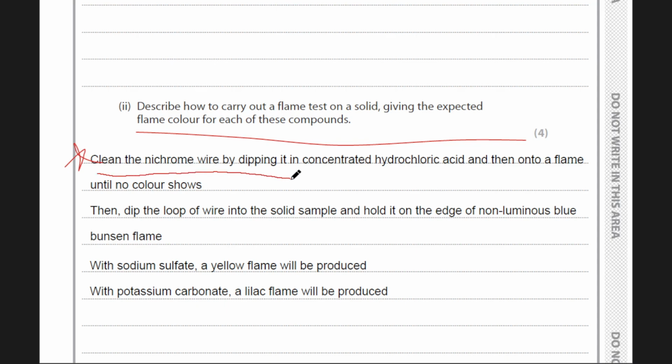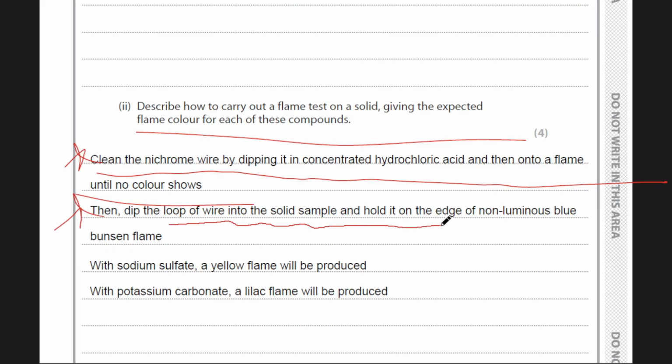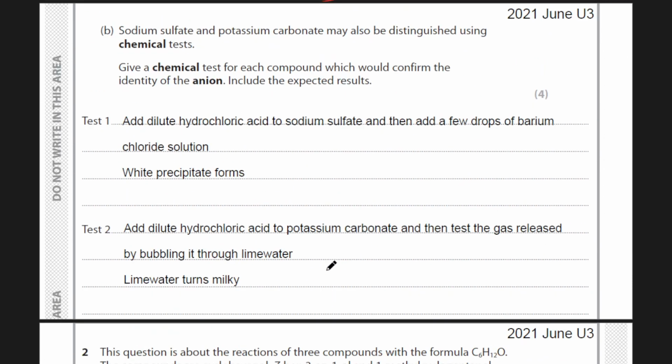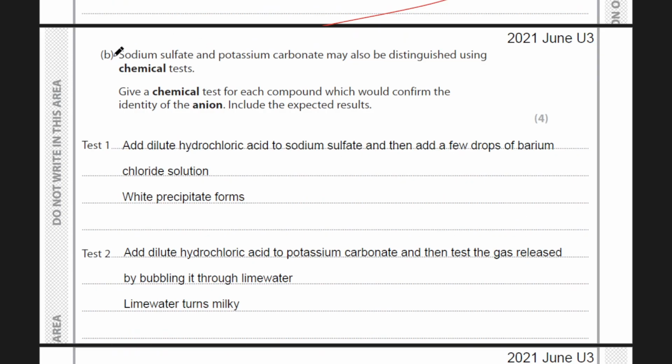First of all, you clean the nichrome wire by dipping it in concentrated hydrochloric acid and then holding it in a flame until no color shows. Then dip the loop of wire into the solid sample and hold it at the edge of a non-luminous Bunsen flame. Again, it's the usual flame test. Sodium sulfate, due to the presence of sodium, will give a yellow flame, while potassium carbonate will give a lilac flame. Moving on, sodium sulfate and potassium carbonate may also be distinguished using chemical tests.